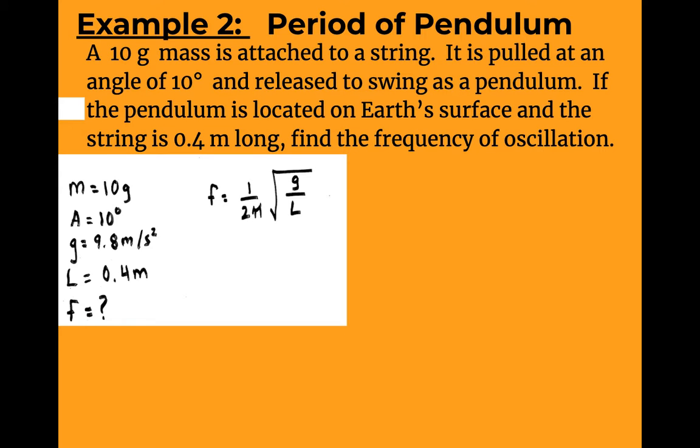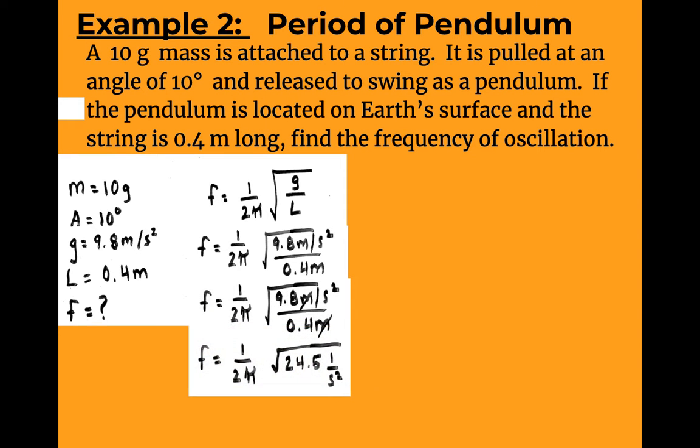So you write down the equation for the frequency of a pendulum, 1 over 2 pi times the square root of G over L, and we're going to plug in what we know. So we're looking for frequency, we leave that as a variable. We know that G is 9.8 and that the length is 0.4 meters. Okay, so order of operations, you must take 9.8 and divide by 0.4, and then take the square root.